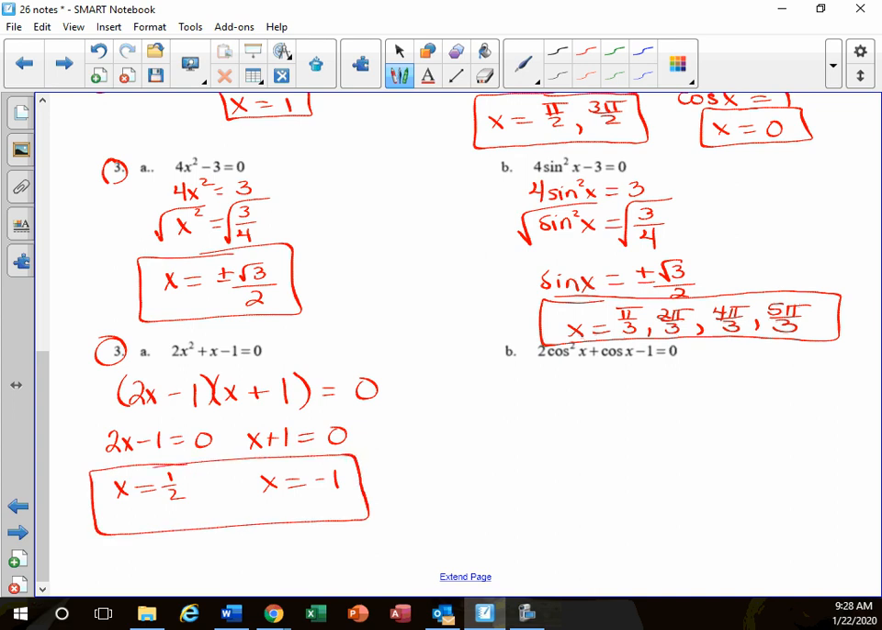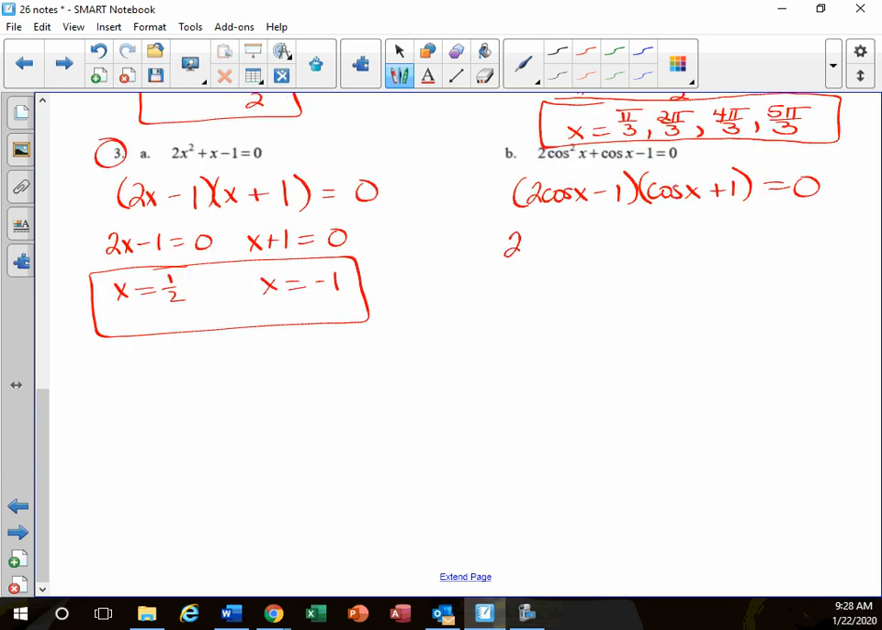So same process then with our cosines. And guys, you can always think of this with just x's first and then put the cosine back in if you need to. So I'm going to have 2 cosine of x minus 1 times cosine of x plus 1. Okay, set those factors equal to 0. So I'm looking at cosine of x equals 1/2 and cosine of x equals -1. Are we doing okay getting to that point?